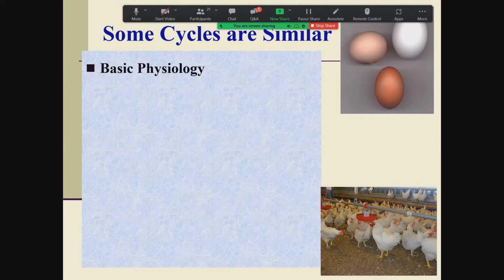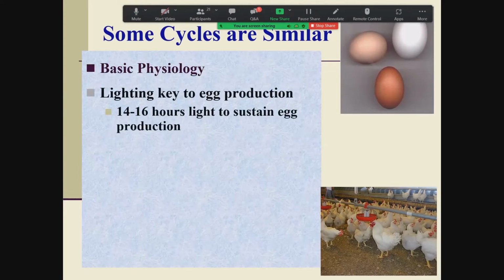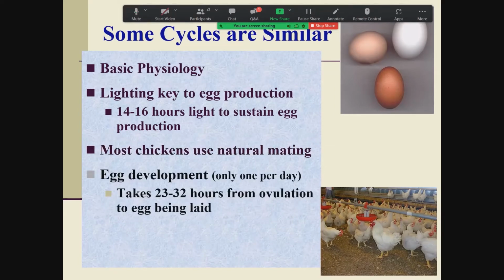They're the same genes. Lighting is key to production, and that's the same with wild birds. They have to have a sustained light period in order to stay in production. So that's why in the spring of the year, when daylight is increasing, the wild birds are going to nest and have their nests. Domestic chickens need 14 to 16 hours of light a day to sustain egg production. So that's a lesson in itself. Most chickens are natural mating, just like the wild chickens.